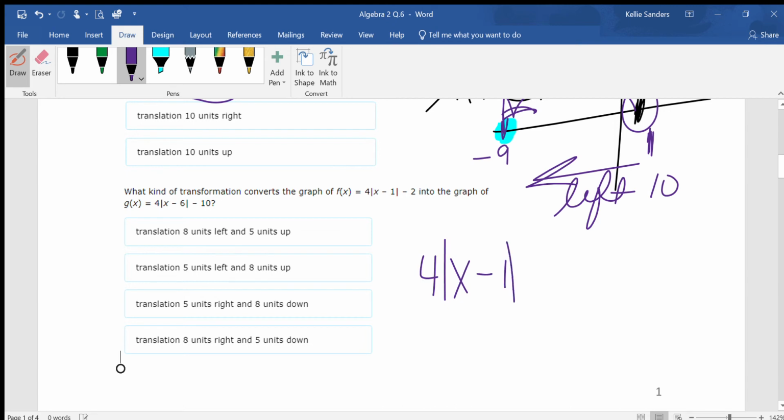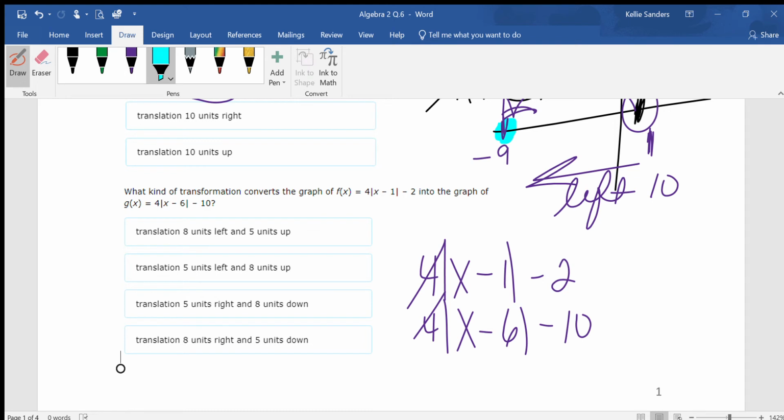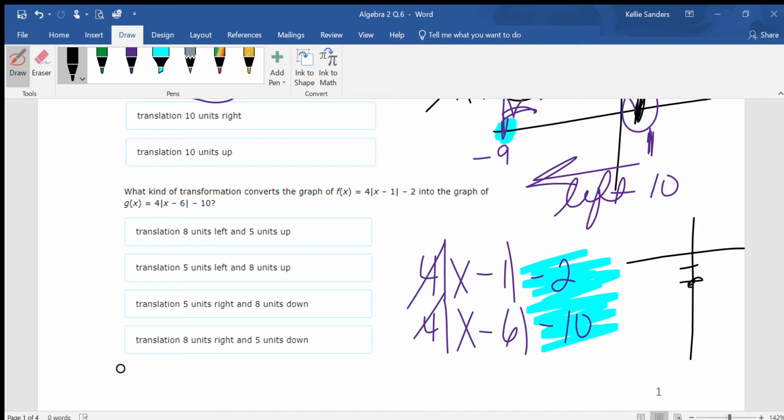4(x minus 1) minus 2, 4(x minus 6) minus 10. The 4 stays the same. Let's break this down a little bit. Let's take care of this, because this is an up and down situation. If we were at negative 2 on the y, and we ended up at negative 10 on the y, we went down 8. Well, we got lucky here. The only one that says we go down 8 is this one right here. But let's finish it off.